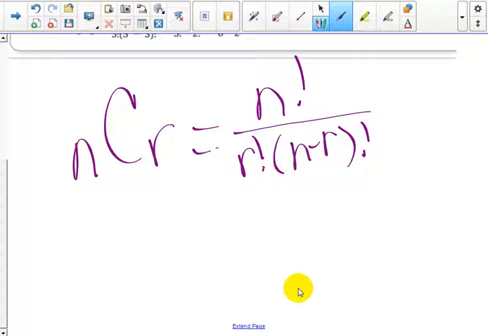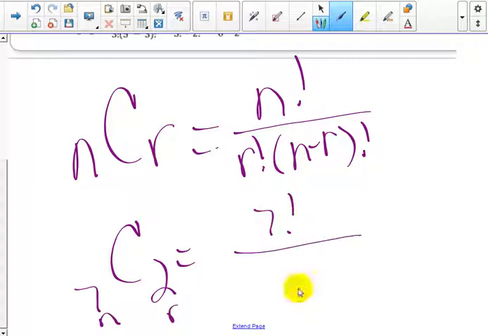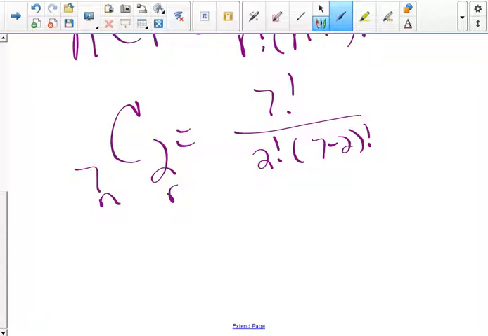And let's just work number 12 together. So 12, we have 7C2. And so we know that this is our n and that's our r. So we're going to have 7 factorial over 2 factorial times 7 minus 2 factorial. So when the order doesn't matter, it gives you a lot more possibilities, right? So that's the one that gives the bigger number. So now 7 minus 2 is 5. So now we're going to have 7 factorial over 2 factorial times 5 factorial.